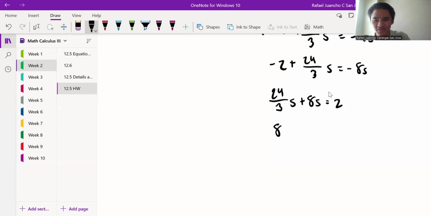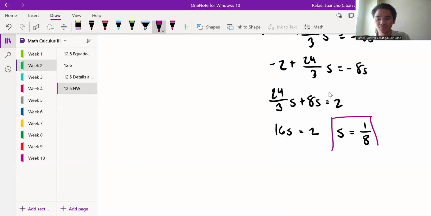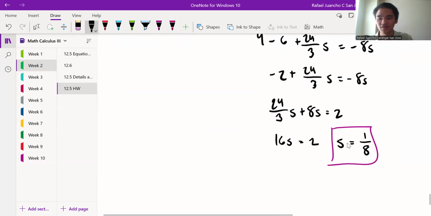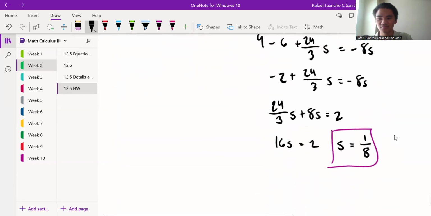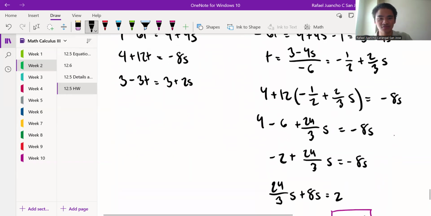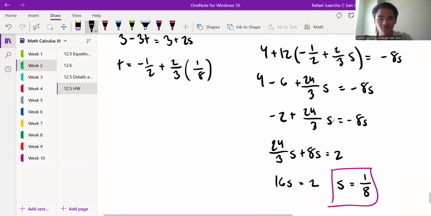Now just double checking. So this is 8s plus 8s, so this is 16s equals 2. And we got s being 2 over 16, 1 over 8. So that's one s that we know. Still not sure though. Can we use this s to find our t? To find our t, we actually just use this negative 1/2 plus 2 over 3 s, but instead of s, we use 1/8, the value that we got.